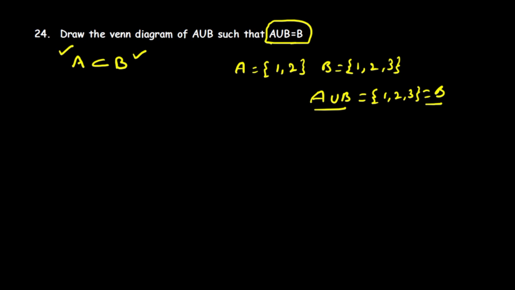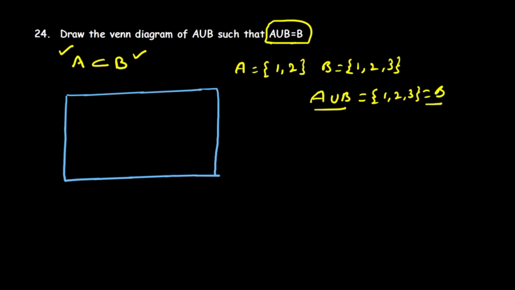Now what Venn diagram do you have to draw? Yes, the A subset B Venn diagram. How to draw that? This is the universal set mu. First you take set A, and outside it you take set B. This is the meaning of A subset B, right? This is A subset B. So what is the next question?